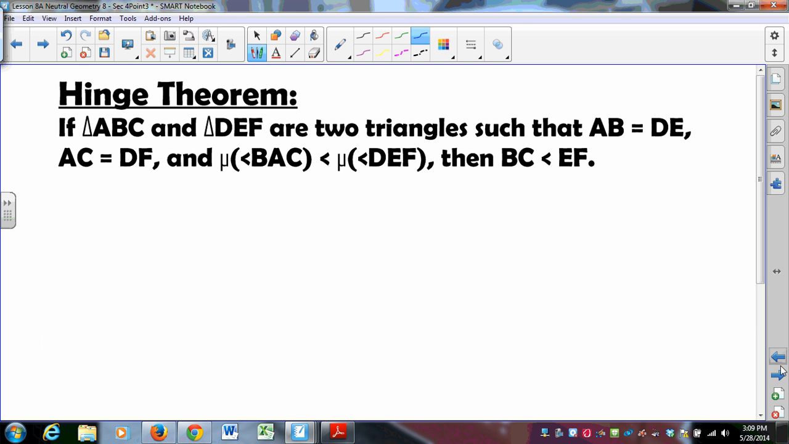Big theorem 3 is called the Hinge theorem. The Hinge theorem says if triangle ABC and triangle DEF are two triangles such that AB is congruent to DE, AC is congruent to DF, and angle BAC is less in measure than angle DEF, then BC must be less than EF. Picture time.